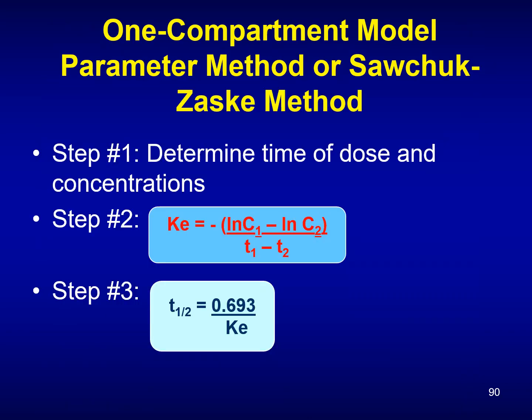Step 1 is to determine time of dose and concentrations. In real life, that requires looking up the electronic medical record to see when doses are given and when concentrations are obtained. Step 2 is to calculate the patient's real KE. This is the patient's true elimination rate constant because it relies on the patient's actual concentrations, C1 and C2. T1 and T2 are time points that correspond to when C1 and C2 are obtained. Step 3 is to calculate the patient's half-life.